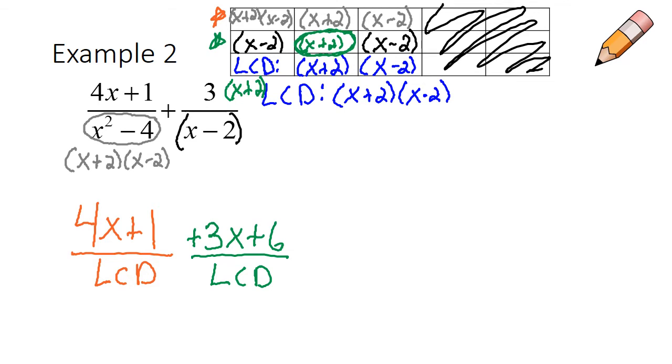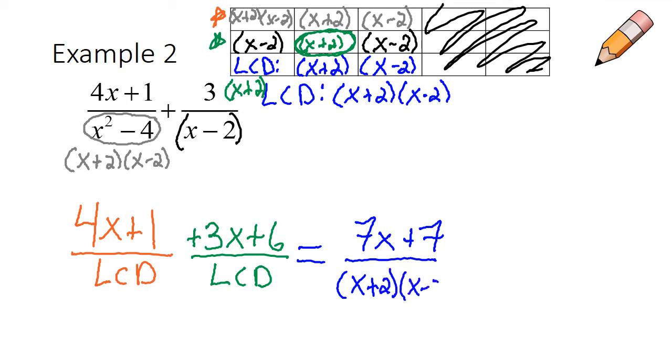Now I can go ahead and I can combine these, you guys. Combine like terms on the top. So I'm going to take 4x, 3x, so I get 7x plus 7. And I'm going to put this over my LCD. My LCD is x plus 2, x minus 2. And we're always going to check. If we look at this one, I can factor this. I can take out a greatest common factor. I can take out 7, and I'm left with x plus 1.